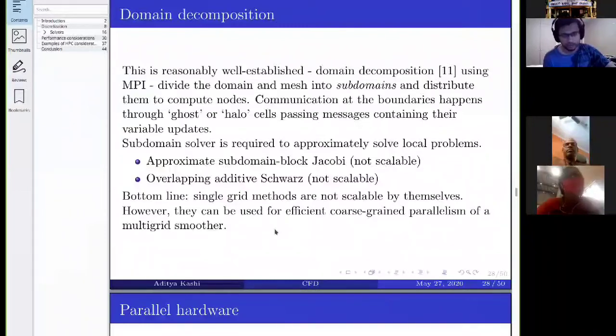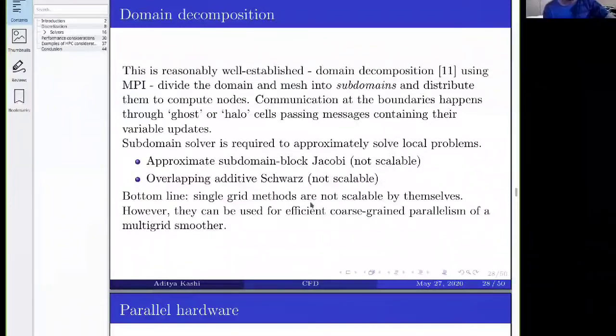And then there are additive Schwarz methods, where there is some communication even in the local solves. How they do that is some layer of cells near the boundaries are further duplicated, and the different processors redundantly compute solutions. Then using those redundant solutions, we can do something better than simple block Jacobi.